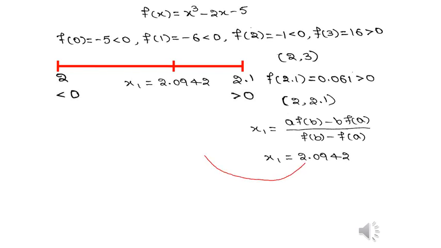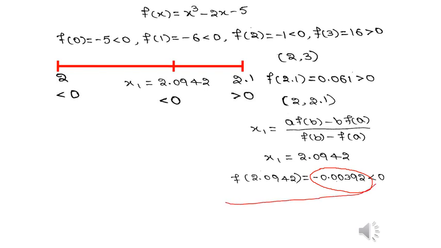Then apply this x1 in the function and check whether it is positive or negative. First we locate this value in between 2 and 2.1, somewhere here, and check the sign of the function. Take the value, put it in the function, and simplify. We get the answer minus 0.00392, which is negative. So we have written less than 0 here.